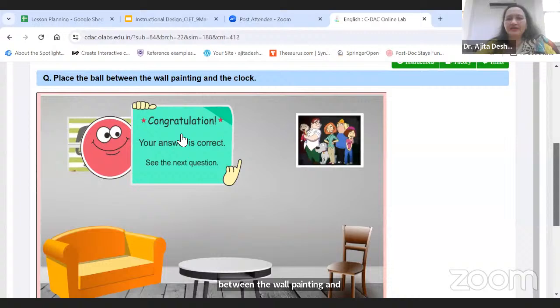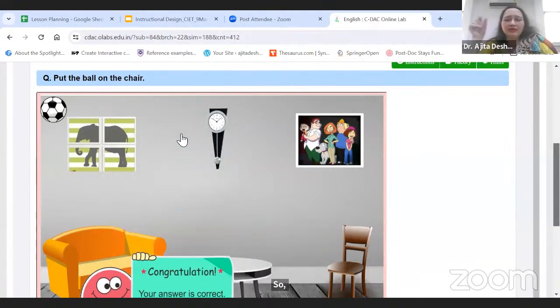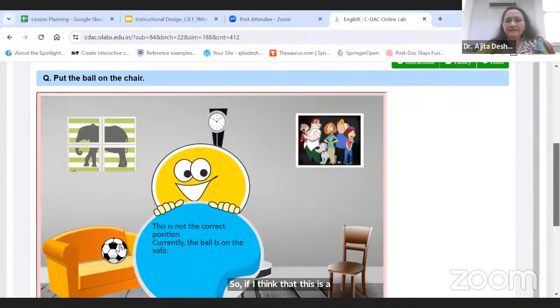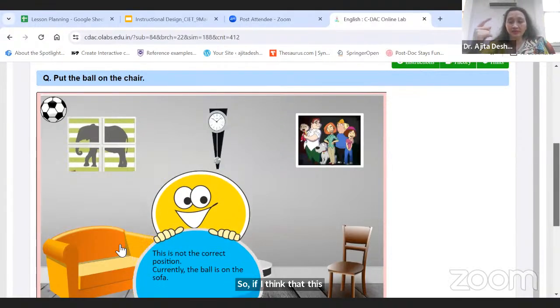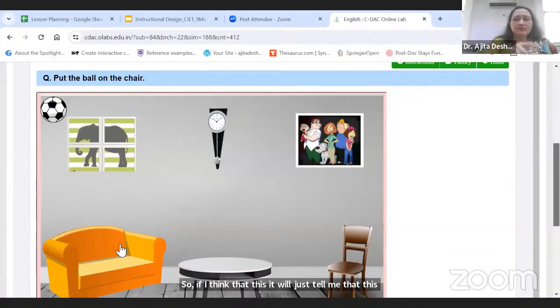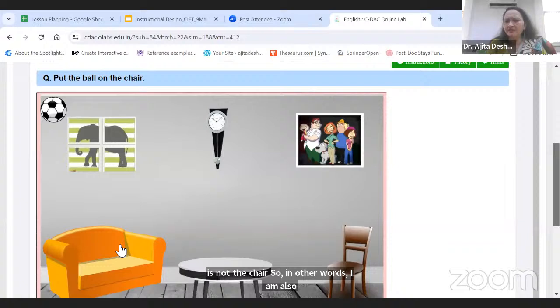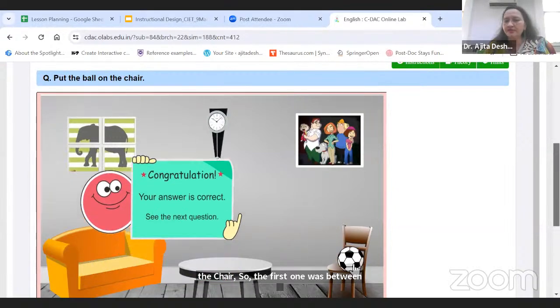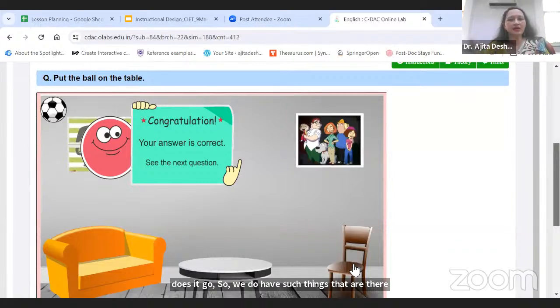So again, it answers. So now see, I am not only teaching prepositions in isolation. I'm also teaching a lot of other words as well. I'm also teaching the correct sense of sentence construction. And I'm also making the students more active. Now see, this is on the chair. So if I think that this is a chair, it will just tell me that this is not the chair. So in other words, I'm also learning that, okay, this is not the chair. So sometimes it will tell me under the table, on the chair. So the first one was between, then it is on the chair. Then where does it go? So we do have such things which can go straight into out of class activity.